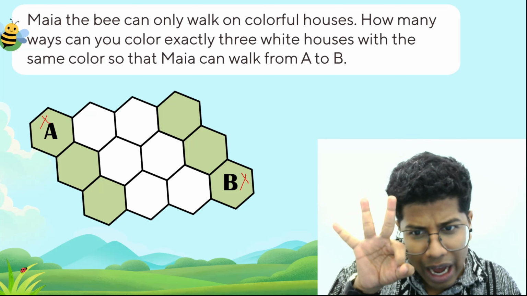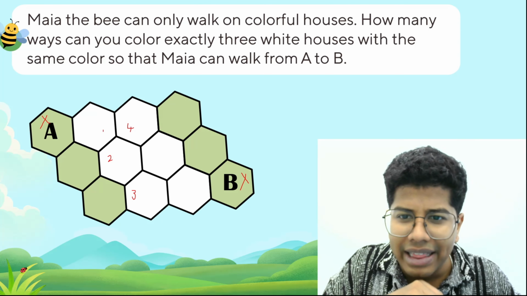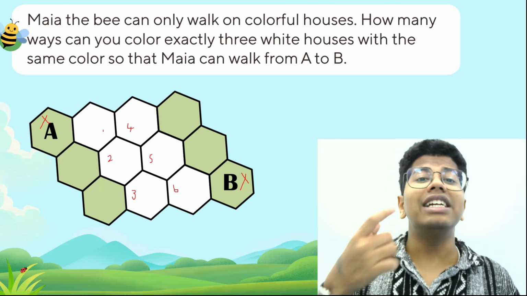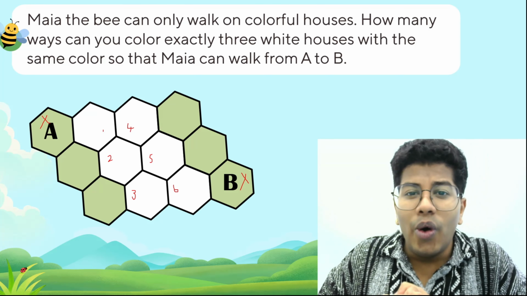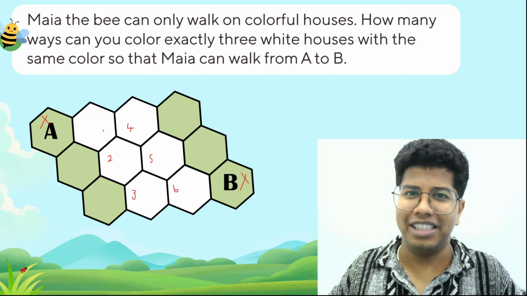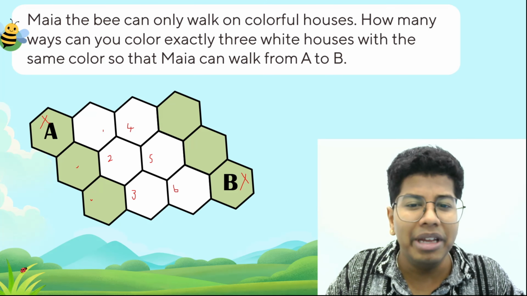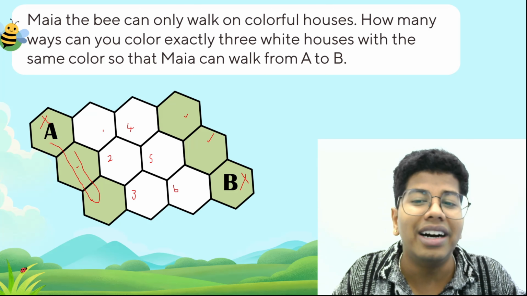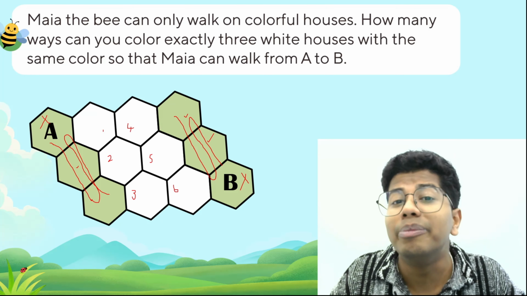Now we can observe the white houses are in the middle. The 6. 1, 2, 3, 4, and then 5 and 6. We have to make sure we color the 6 white houses in such a way that if we just color 3, the bee should be able to go from A to B. And remember, the bee can only walk on colorful houses. For example, you can see A is colored and this is colored. Regarding B, this and this is also colored. So let's say the bee can freely roam around here at this part. Also, if it reaches this stage, it can also roam freely because it's colored.